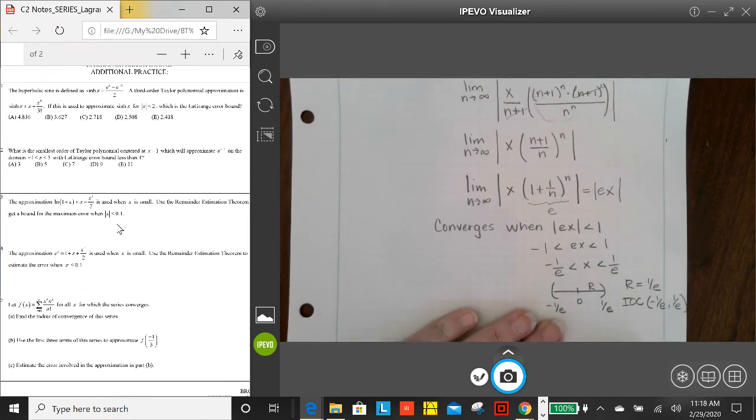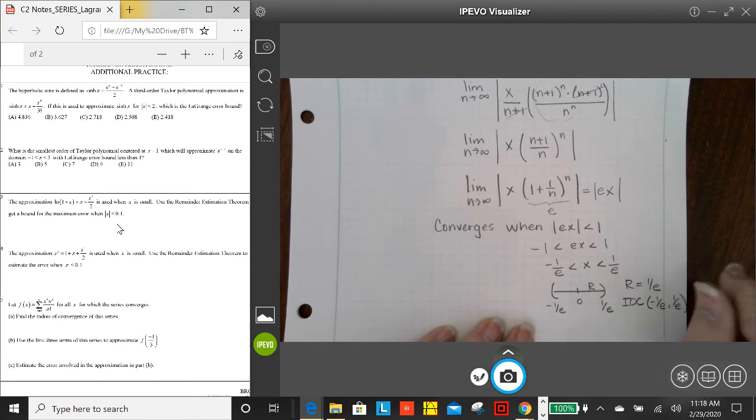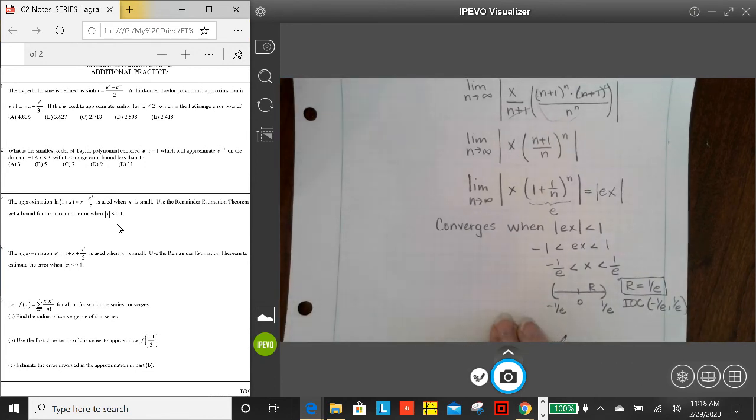You can't see what I wrote there, but there it is. And in a later discussion on a video, we would check the endpoints here to see if the series converges at the endpoints, but that's not what we're going to do here for part A. Okay, so for part A, the answer is the radius of convergence is 1 over e. Well, good.